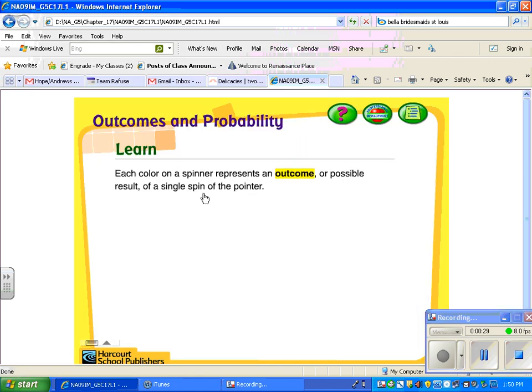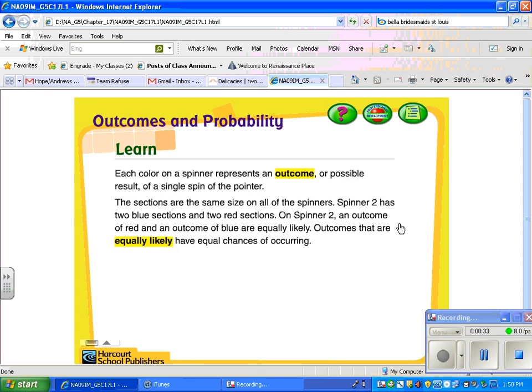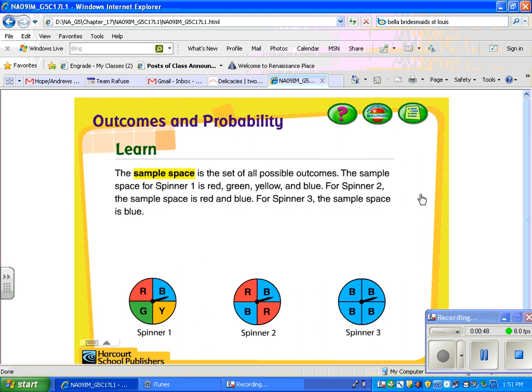Each color on a spinner represents an outcome or possible result of a single spin of the pointer. The sections are the same size on all the spinners. Spinner 2 has 2 blue sections and 2 red sections. On spinner 2, an outcome of red and an outcome of blue are equally likely. Outcomes that are equally likely have equal chances of occurring.